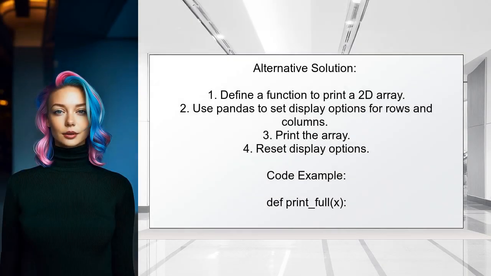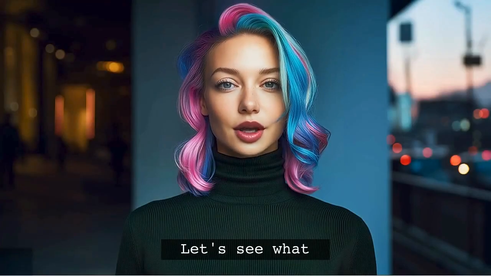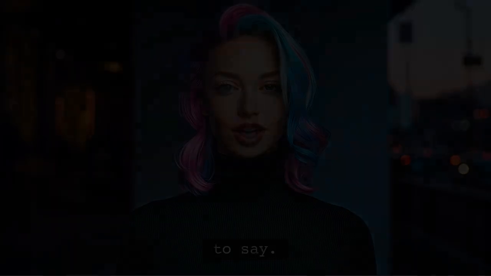An alternative approach provided by another user involves defining a function to print a two-dimensional Numpy array without truncation. This function sets the maximum number of rows and columns displayed using pandas options, prints the array, and then resets those options. That's all for that response. Let's see what someone else had to say.